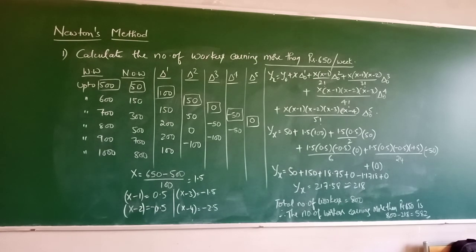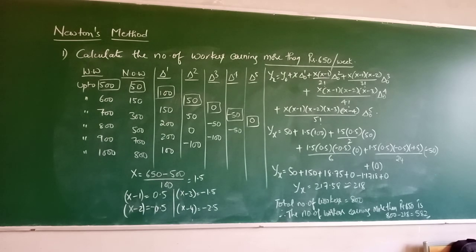What does it mean, up to? Nothing but less than. Remember. Less than 500, less than 600, less than 700, less than 800, less than 900, less than 1000. And number of workers 50, 150, 300, 500, 700, 800.